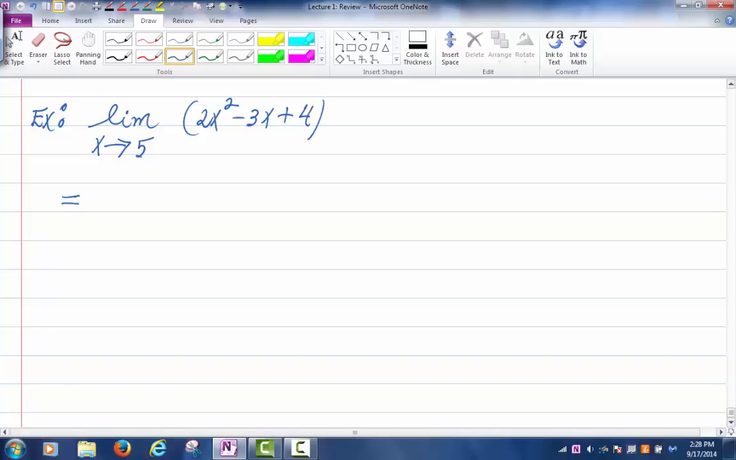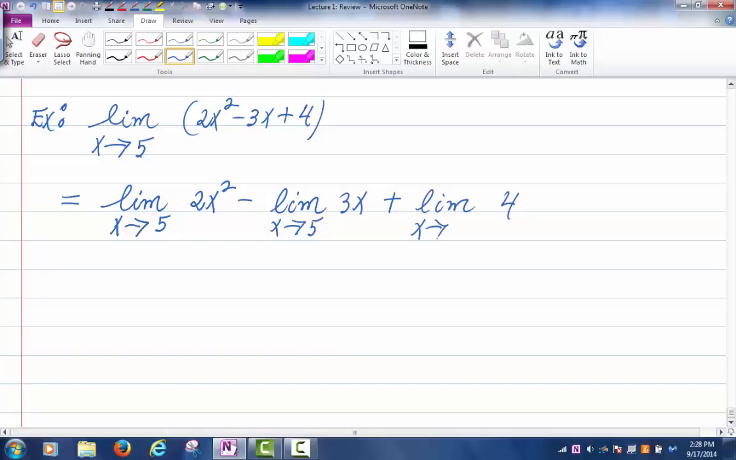Okay, so let's apply the laws one by one. What's the first law? It says that if you have a sum, you can take the limit term by term, right? So take the limit one term at a time. So I take the limit of the first term minus the limit of the second term plus the limit of the third term. Okay, so that's the first law.